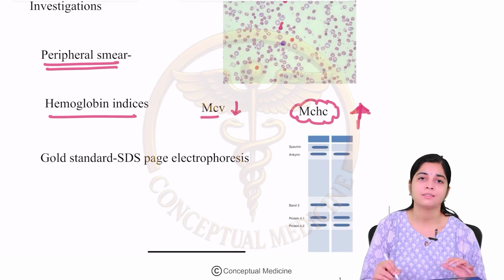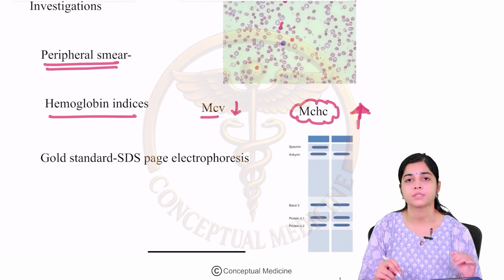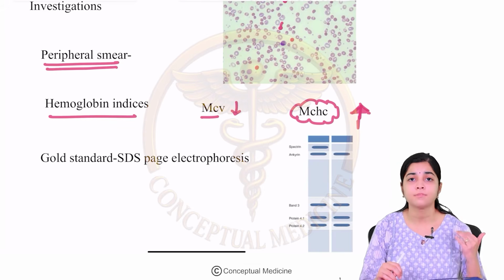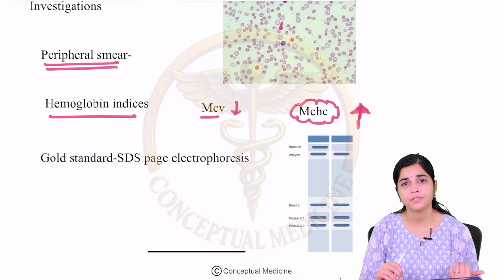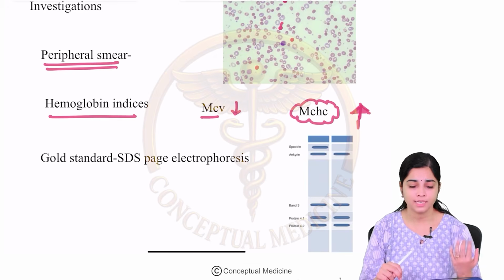What are the other special tests which can be used in the diagnosis of hereditary spherocytosis? Just by seeing a smear, you cannot say that the patient has hereditary spherocytosis, because I had mentioned that spherocytes can be seen in any type of extravascular hemolysis, including autoimmune hemolytic anemia. That is the reason why you have certain specific tests.